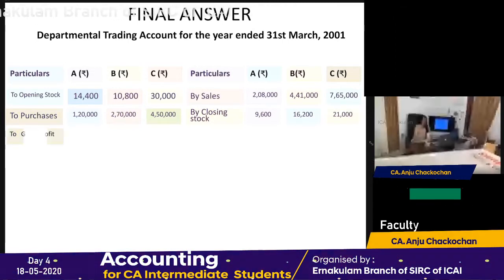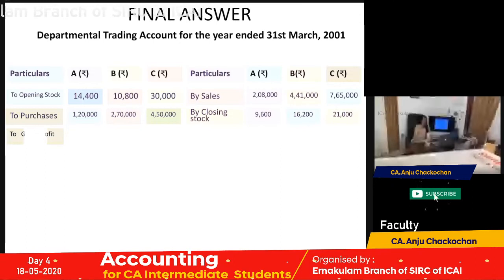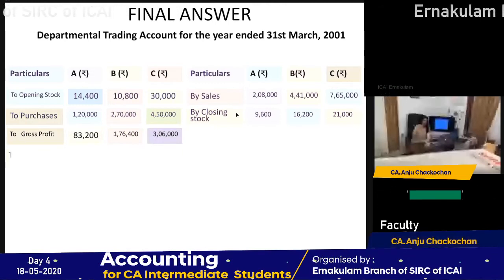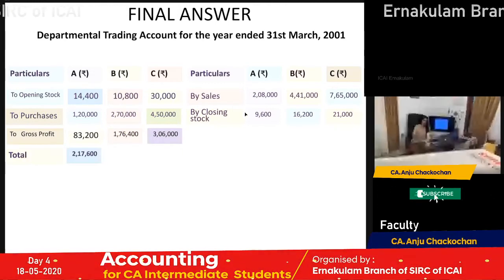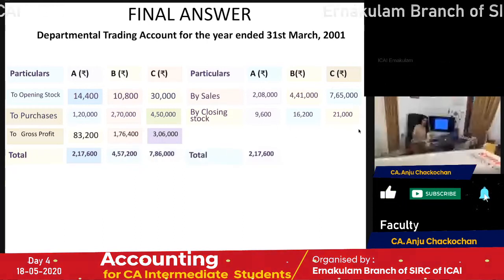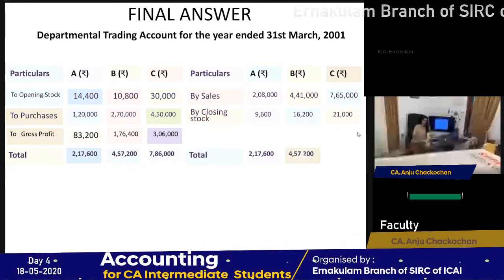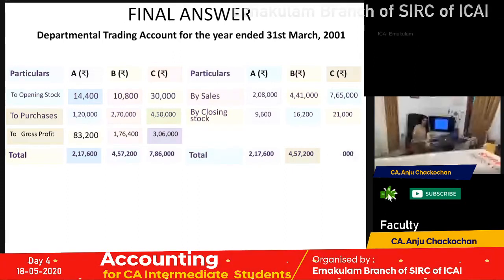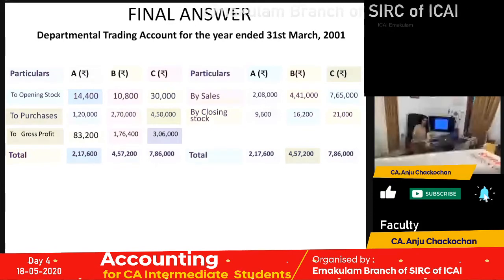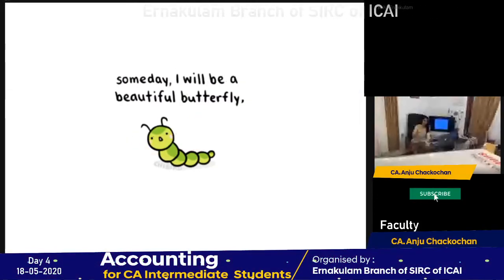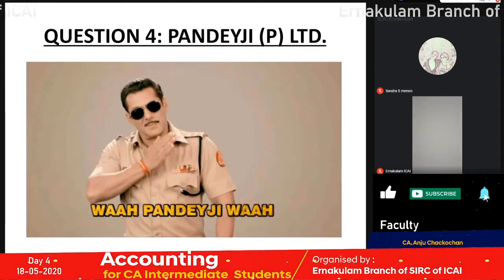So let's see if those were the answers. Gross profit was 83,200, good, and 1,76,400 and 3,06,000. And you just have to give the total columns as well. So you are up with the final answers. Good going, students. All done. Now I guess you can take up Pandeyji Private Limited is the question.